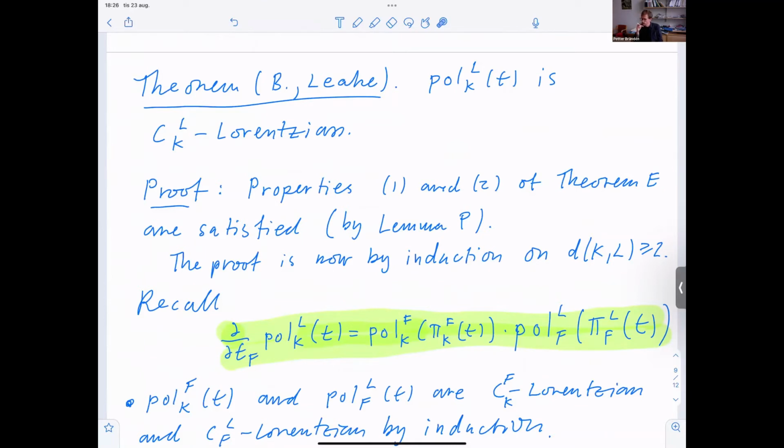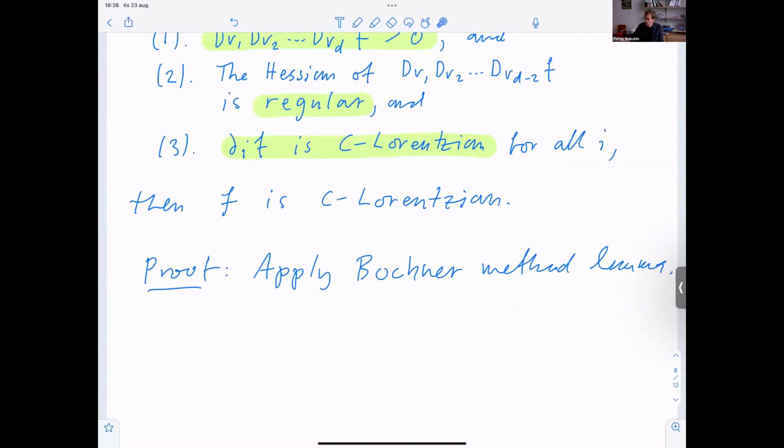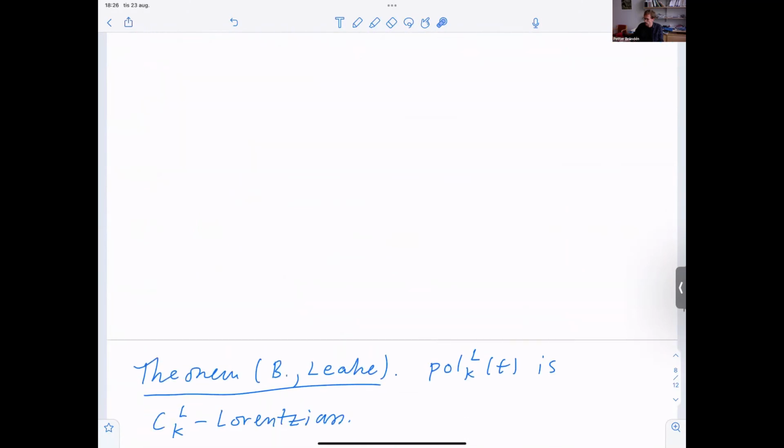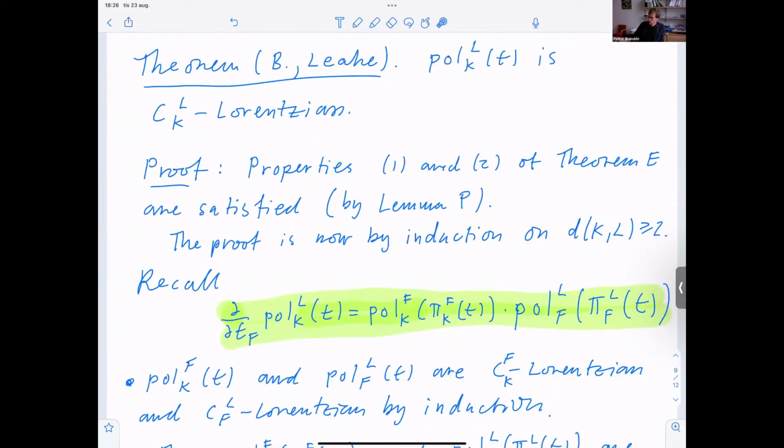And using this, we now see how this main theorem follows, that this polynomial is indeed Lorentzian with respect to the strictly submodular cone. These properties 1 and 2, the positivity of the mixed derivatives and that the Hessian is regular, are this lemma that I talked about earlier. So these are satisfied. So the proof is now by induction over the degree, when the degree is greater or equal to 2. We prove the case when d is equal to 2 last, but we now prove the induction step.